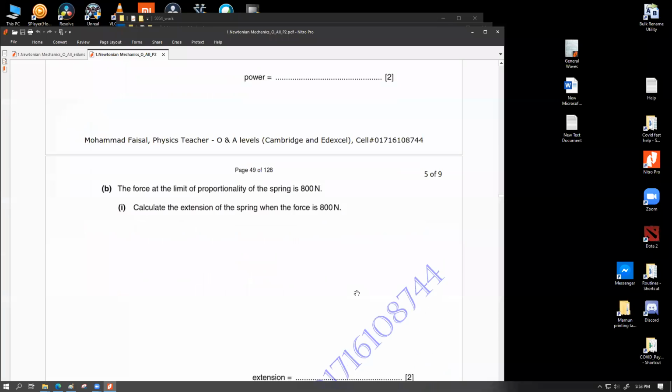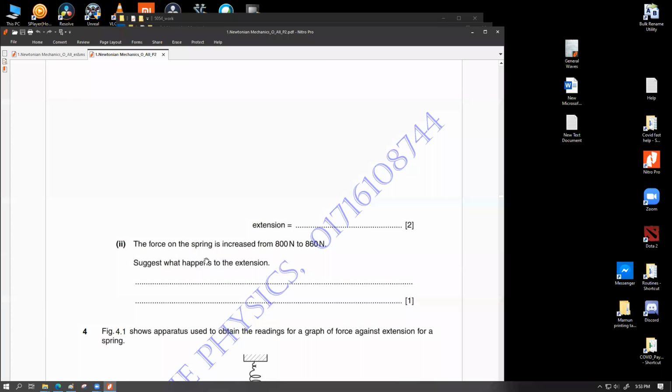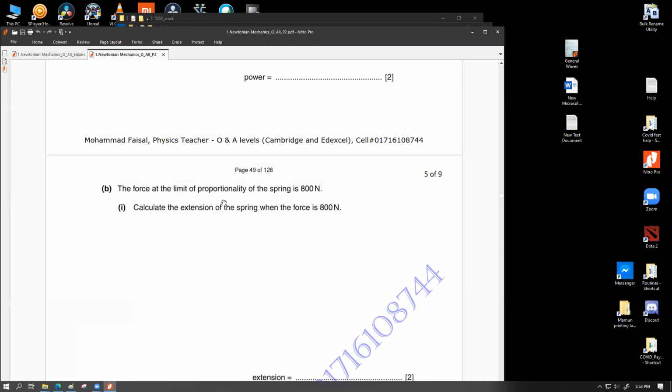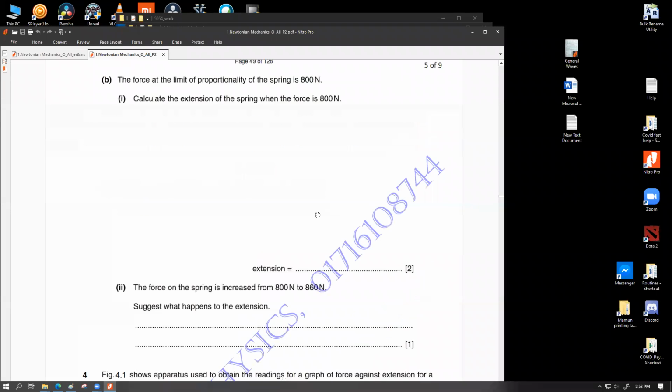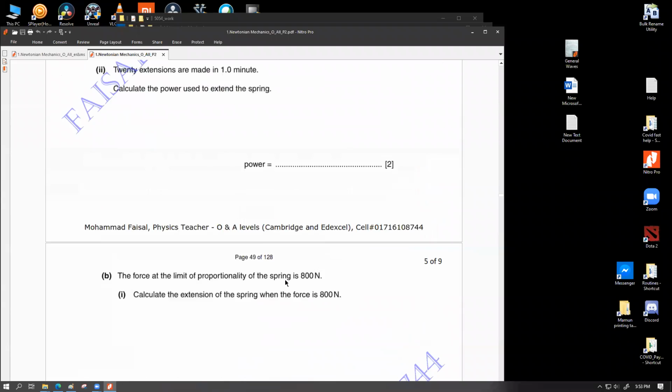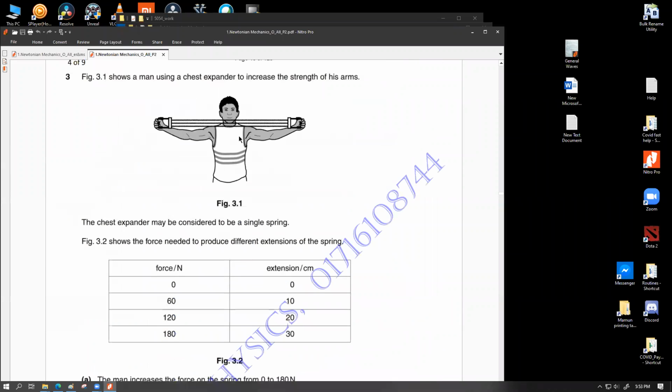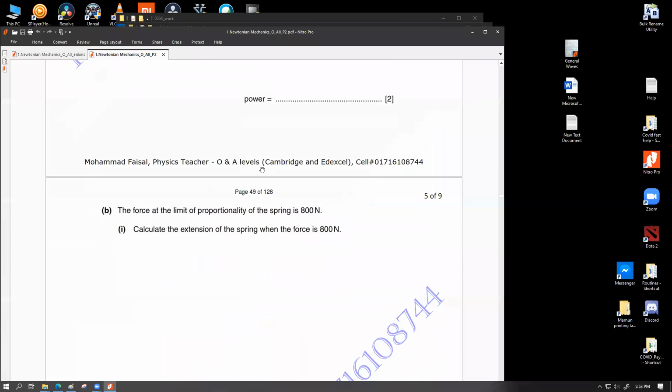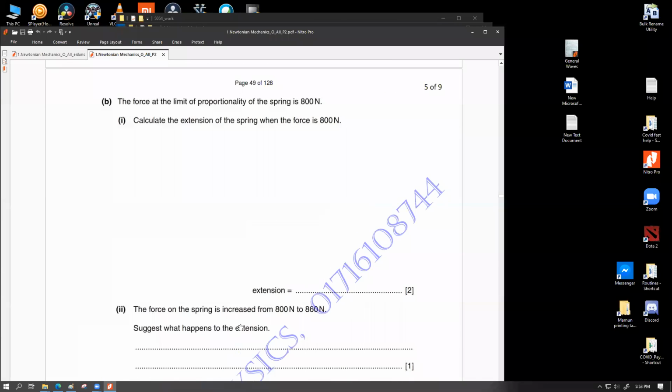So, okay. This was your problem, right? Yes, sir. The force on the spring is increased from 800 Newton to 860 Newton. Suggest what happens to the extension. Okay. The question says over here that the limit of proportionality of the spring is 800 Newton. Now we have expanded the spring beyond its limit of proportionality. So what this is going to do essentially is bring out some permanent deformation or plastic deformation onto the spring. So it says that suggest what happens to the extension.